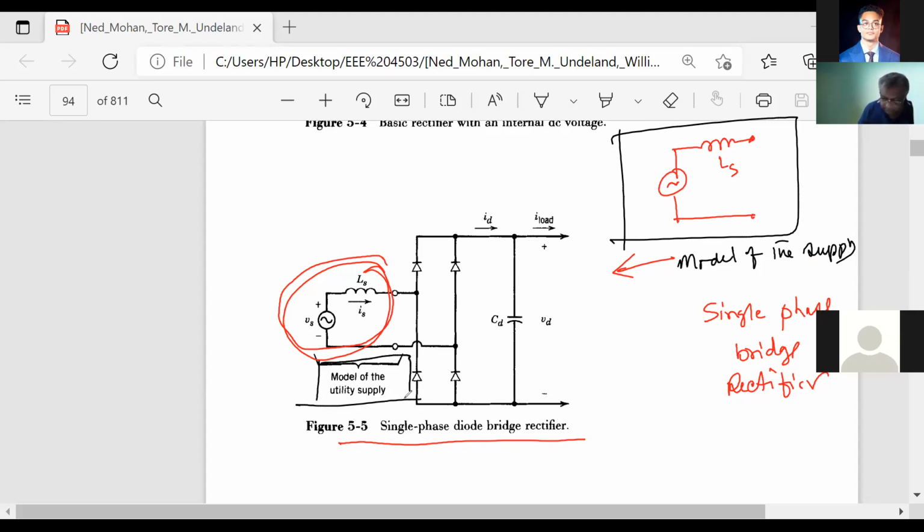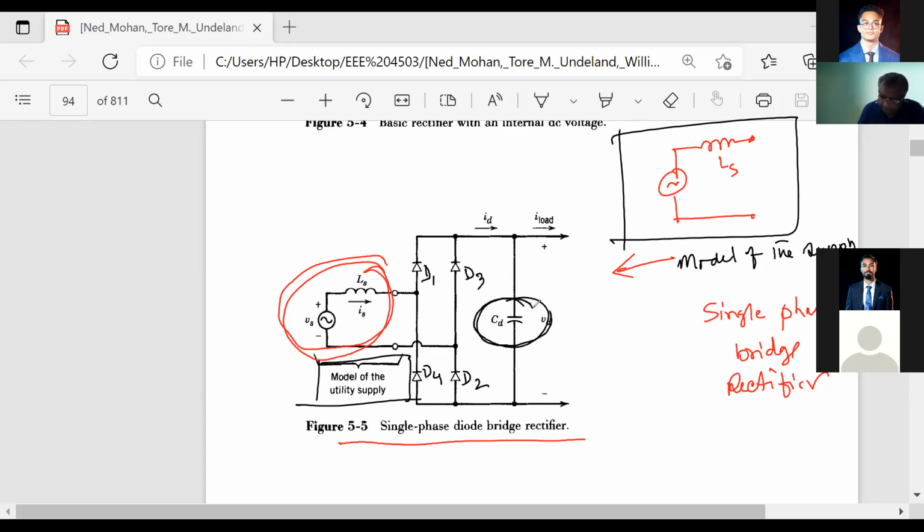Yes, sir. Okay. So this is the model of your rectifier, and this diode will be D1, and this is your D2, and this is your D3, and this is your D4. And what is this? This one. Output capacitor. What do you mean by output capacitor? Smoothing capacitor, sir. Yes, this is the filtering capacitor to make your output voltage as much DC as possible.